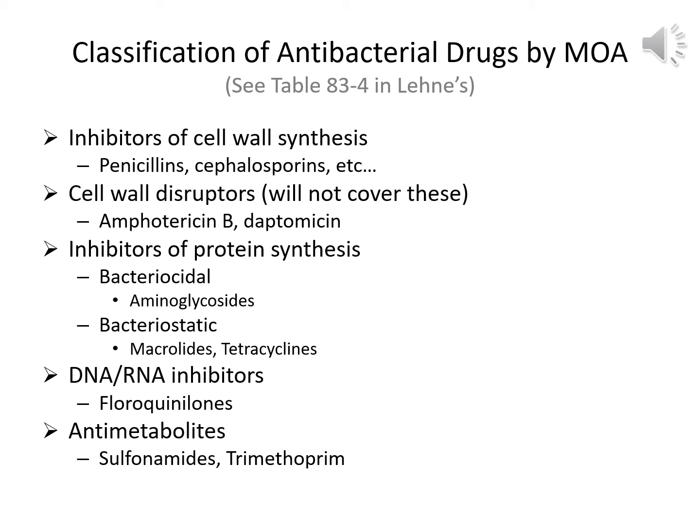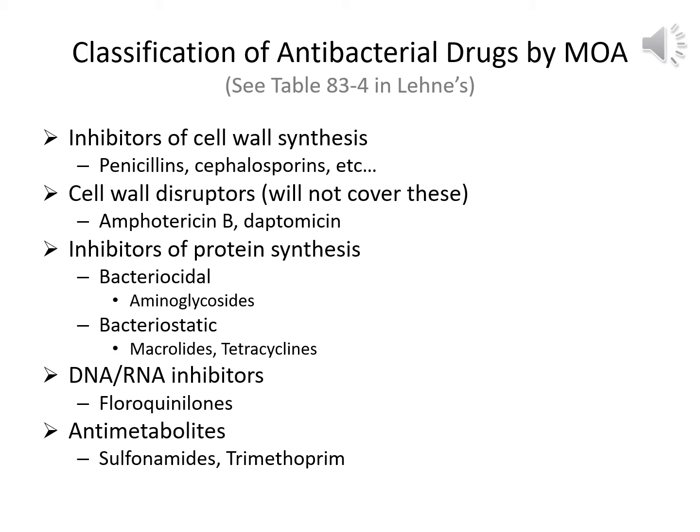We'll look at inhibitors of cell wall synthesis. We'll look at the penicillins and cephalosporins. Then we have the cell wall disruptors, which we mentioned earlier. Amphotericin B was the one we talked about. Most of these are specific drugs or antifungal drugs, so we're not going to cover these in this class, but just be aware that there is a classification of anti-infective agents that disrupt the cell wall, poke holes in the cells actually, so they can lyse the cells.